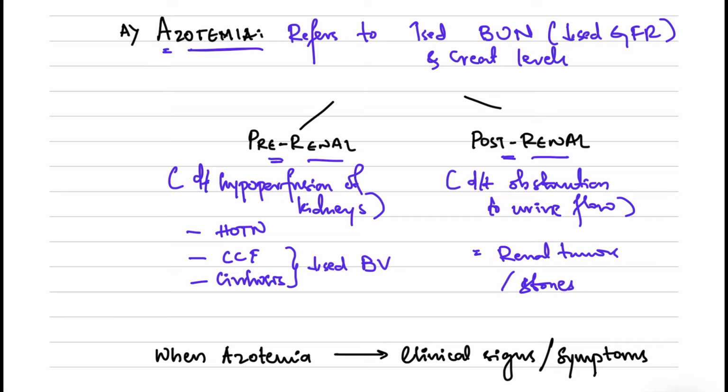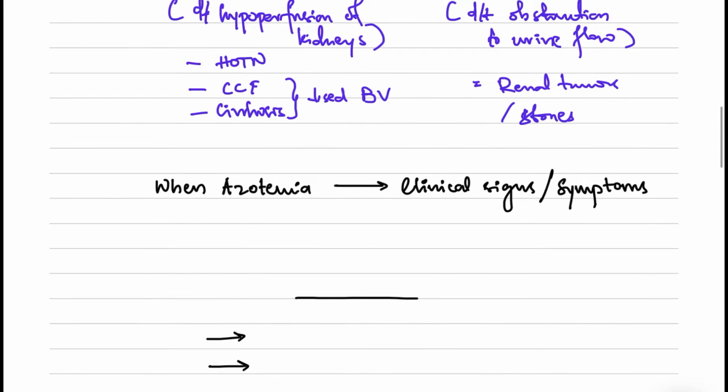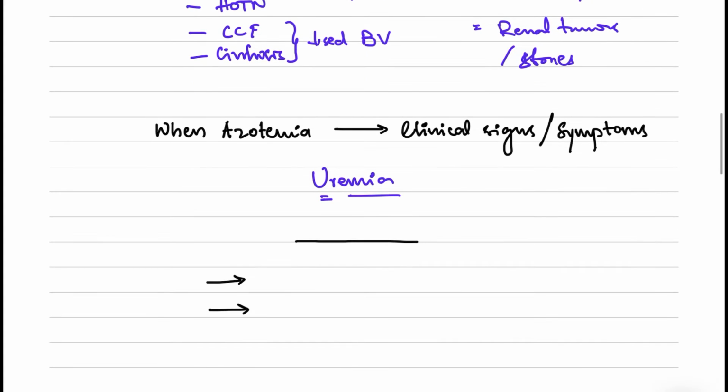This leads to azotemia. So when this azotemia is primarily present, but there are no clinical signs and symptoms, we'll just call it azotemia. When this is involved with clinical signs and symptoms, then what do you call it? As you all know, we call it uremia. So when the azotemia leads to clinical signs and symptoms, we will call that uremia. So what is uremia? Uremia is again the same, elevated levels of blood urea nitrogen, but this time it is due to failure of the renal excretory flow.